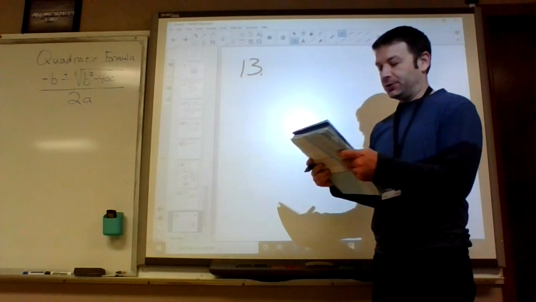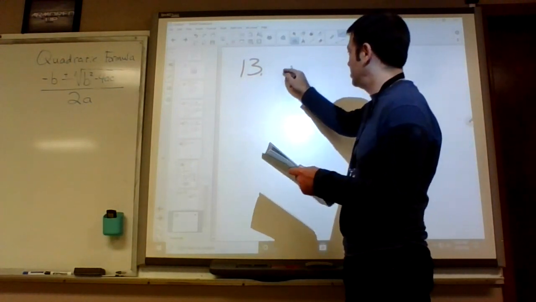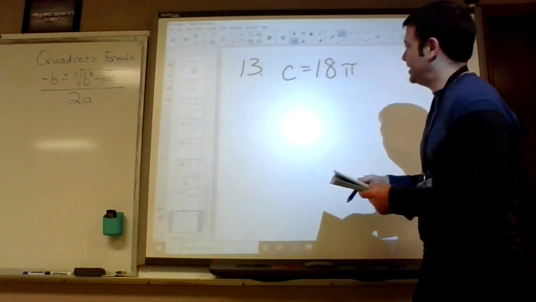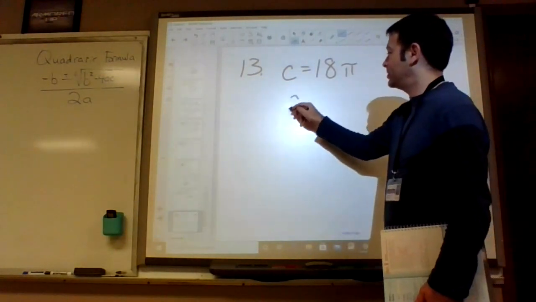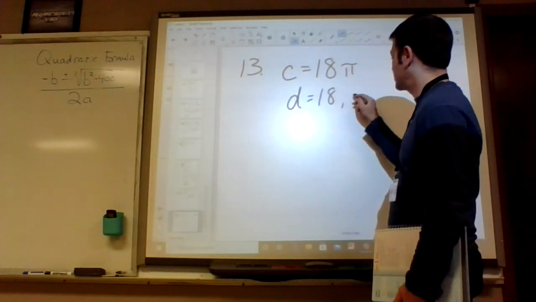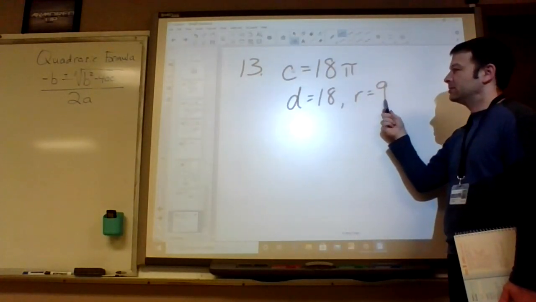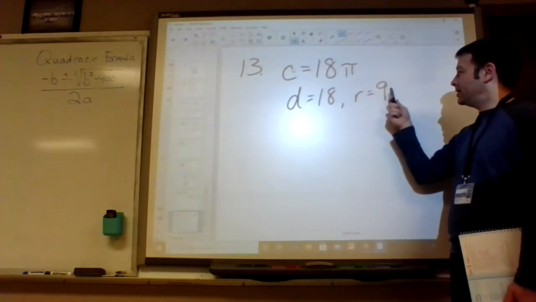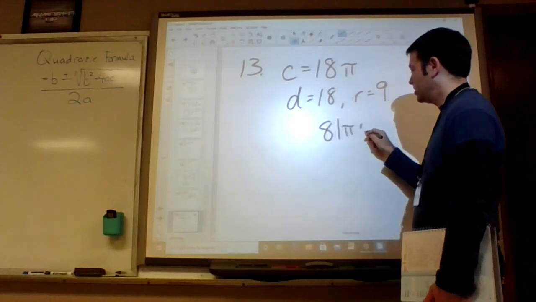13. Circle with C equals 18 pi. What does C mean? Circumference. So if the circumference is 18 pi, what do I know? The diameter is 18, or the radius is 9. How do I find the area of a circle? Radius squared times pi. 9 times 9 is 81 times pi.